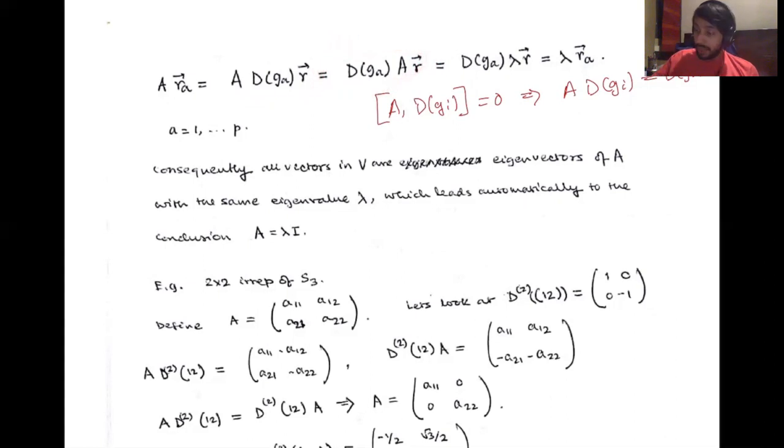Now, A on R is something that we already know. This is just lambda R. Lambda is a constant thing, so you can take that out. So DGA acting on R is just RA again. So what have we got? We have got that all vectors in V are eigenvectors of A with the same eigenvalue lambda, and this automatically leads to the fact that A is just lambda I. Okay.